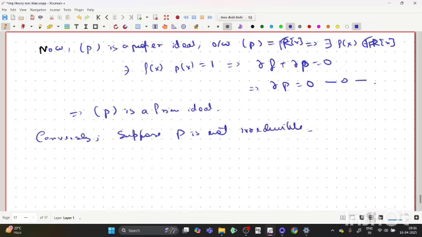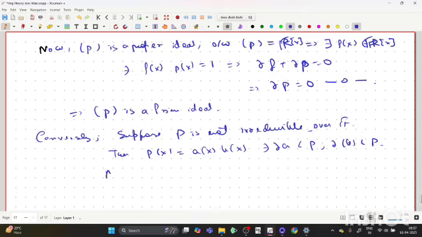Suppose P is not irreducible. Irreducible, obviously, irreducible over F, since we are working strictly inside F. Then I can write P of X as A(x) times B(x), such that the degree of A is less than P, and the degree of B is also less than P. Right?